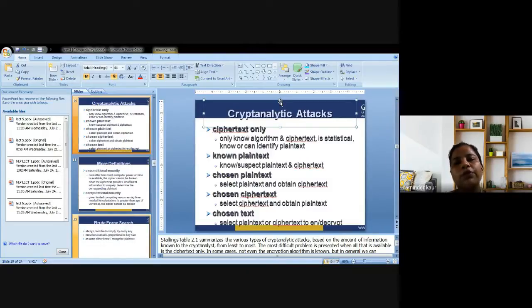Second is known plain text. We can know or suspect plain text and ciphertext. Third is chosen plain text. Select the plain text and obtain the ciphertext. Next is chosen ciphertext. Select the ciphertext and obtain the plain text. Next is chosen text, that is, select plain text or ciphertext to encrypt or decrypt the same. So these are the terms that are associated with how to analyze the encrypted text.